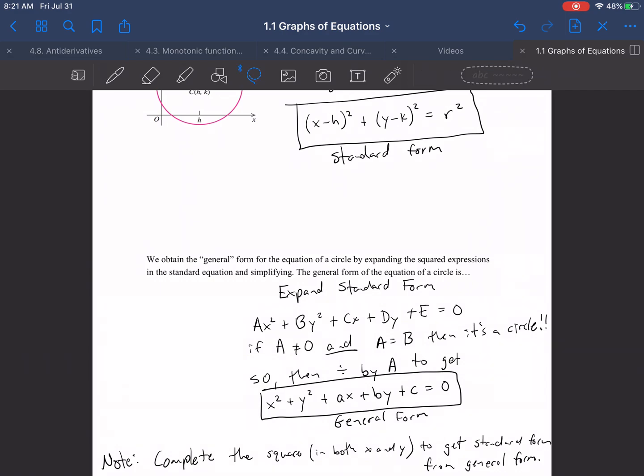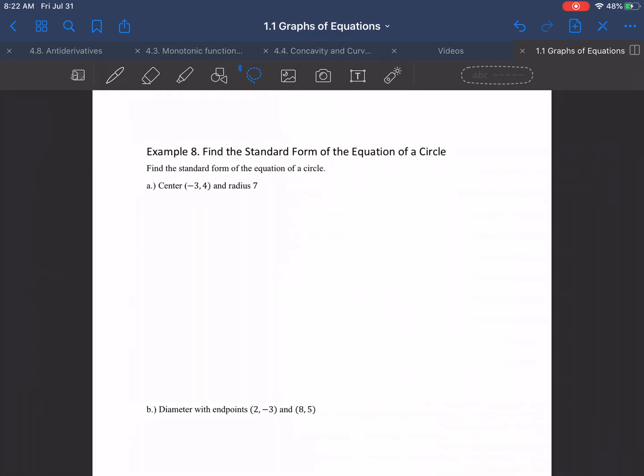Now I'm going to copy this here just real quick so we can take it with us to the next page. Copy. All right, we'll put it right up here because it says find the standard form of the equation of the circle, right? And if you remember, that was our standard form right there that I wrote at the top. That's the standard form.